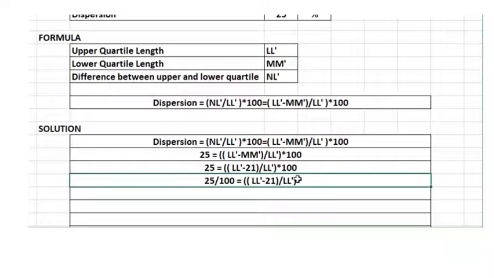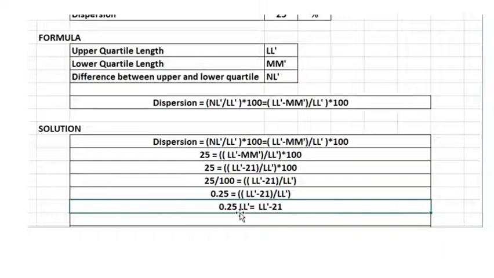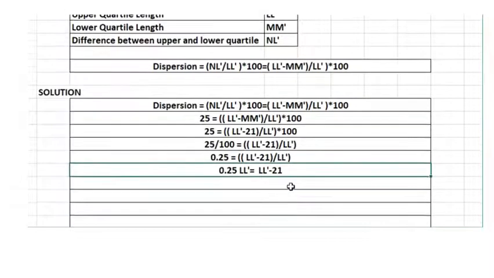Next, you are bringing the 100 to the left hand side. So it becomes 25 by 100 is equal to LL dash minus 21 divided by LL dash. Next, 25 divided by 100 is 0.25. Next, 0.25 into LL dash. On the right hand side, in the denominator LL dash is there. You bring that to the left hand side. So it becomes 0.25 LL dash is equal to LL dash minus 21.